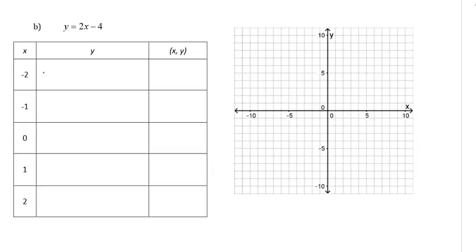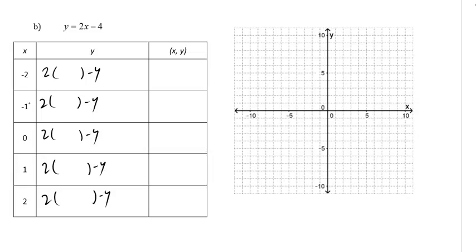So this is what I do. I write 2x minus 4. 2 times x minus 4. If you had to pick your x's, for now at least, these are the best ones to pick.